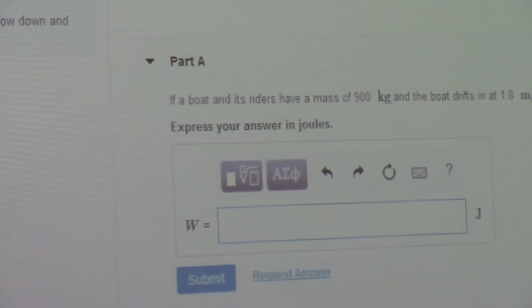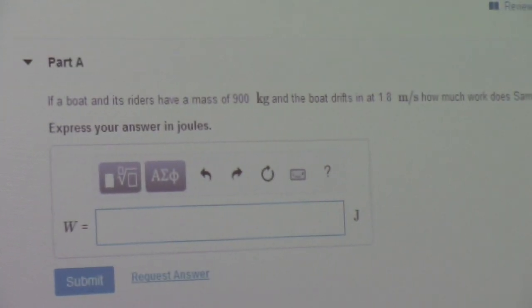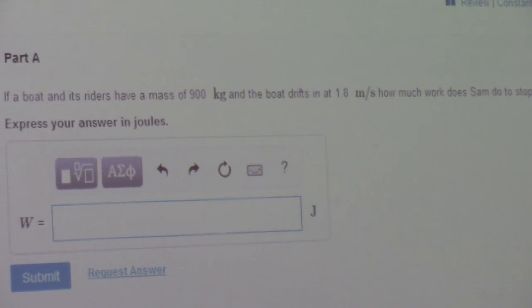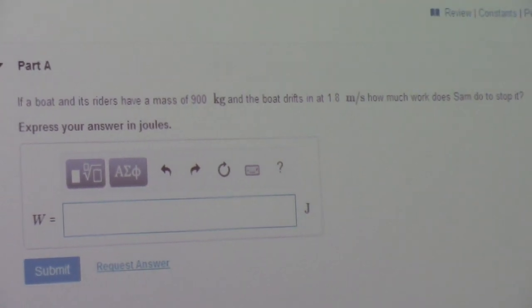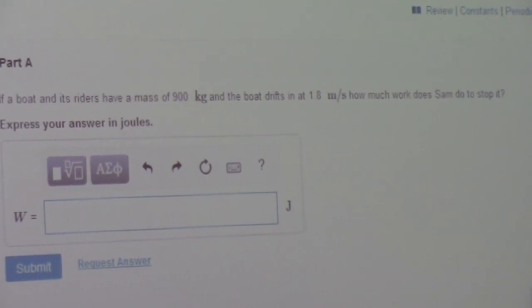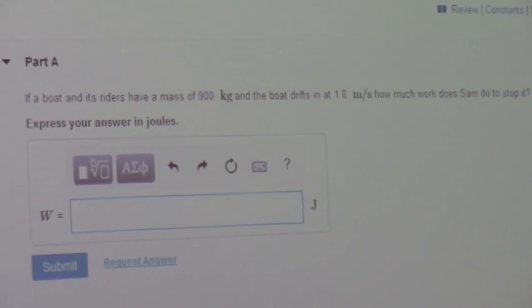Okay, let's see what we have here. If a boat and its rider have a mass of 900 kilograms and the boat drifts in at 1.8 meters per second, how much work does Sam do to stop it?